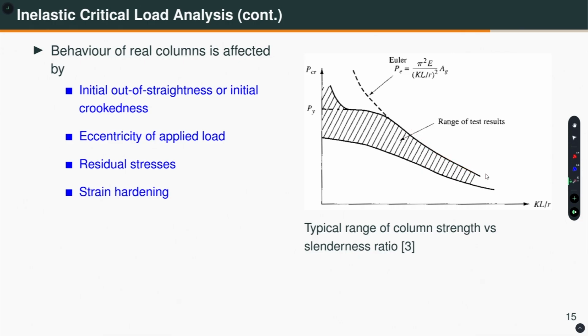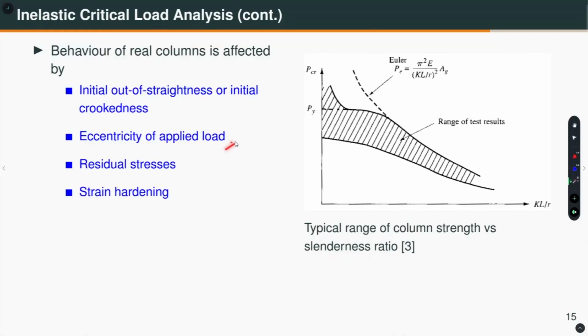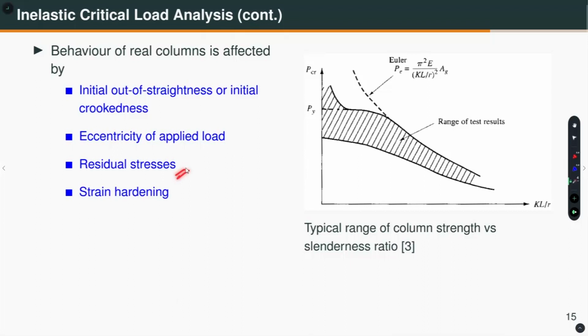Because of several things. Initial out of straightness or initial crookedness, that means the column is not perfectly straight. Whatever member you fabricate or you roll, there will always be some initial out of straightness. Eccentricity of the applied load: in theory we can say the load is applied exactly at the centroid of the cross section, but in reality it cannot be done. Then the presence of residual stresses. What is residual stress? I will talk briefly about it. And then there could be strain hardening. When I get into material nonlinearity, I will talk about what is meant by strain hardening. So, this is the behavior of an actual column.